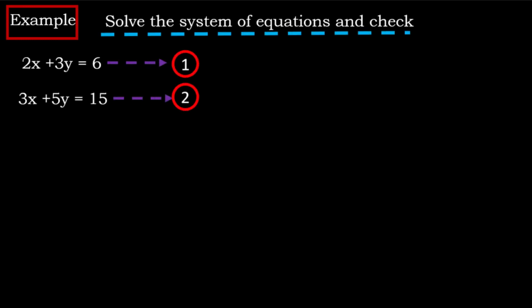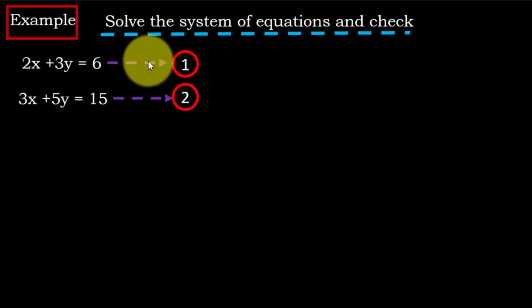2x plus 3y equals 6, equation number 1, and 3x plus 5y equals 15. Now we can equate the x variables or y variables as you like, but here we will equate the variable y. We have 3 here, and 5 here. If we multiply 3 by 5, it will be 15. So the highest common factor between 3 and 5 is 15. We will make 3y 15y and make 5y 15y.